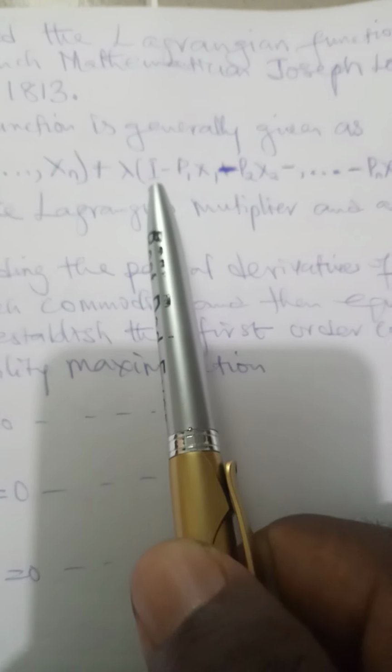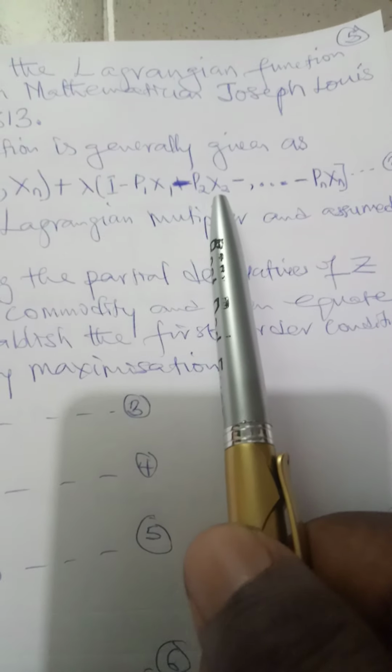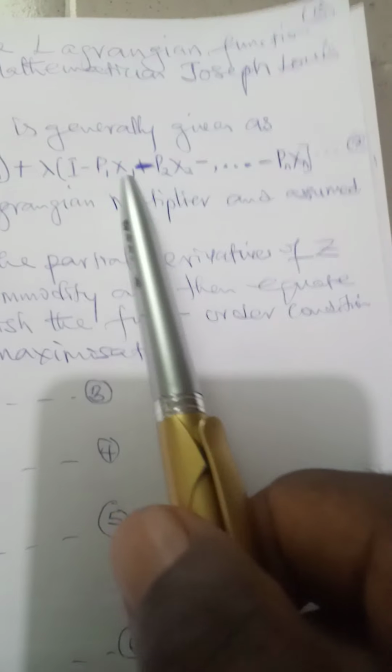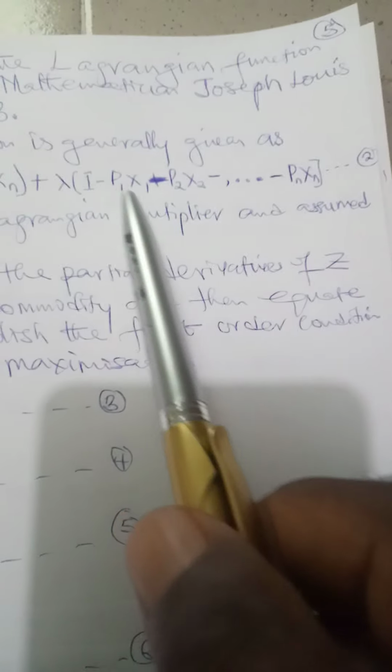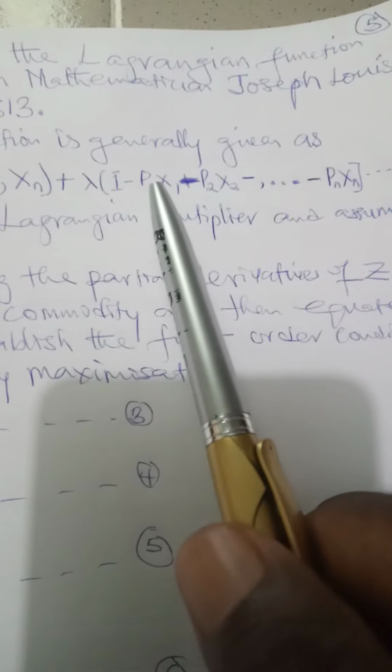The derivative of this one with respect to x1 will be 0. This one, there's no x1, it will be 0. It will be 0 except this one. If you differentiate this with respect to x1, what remains is minus p1. And when you have minus p1 here, you use it to multiply the Lagrangian multiplier. That's what you have, equated to 0.